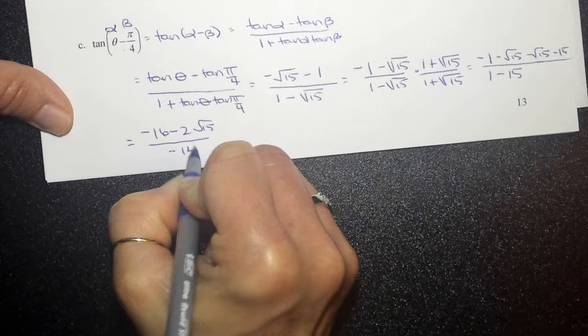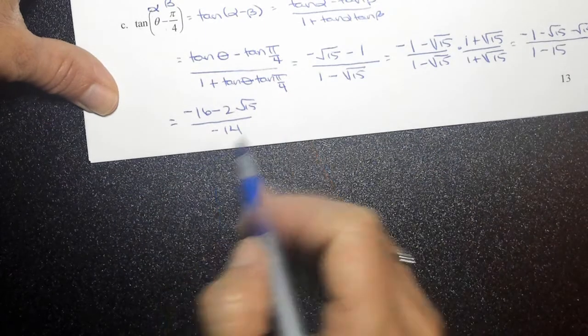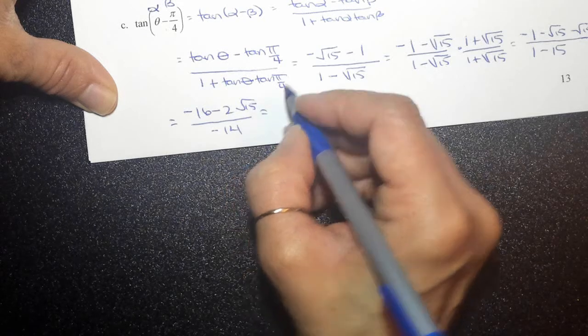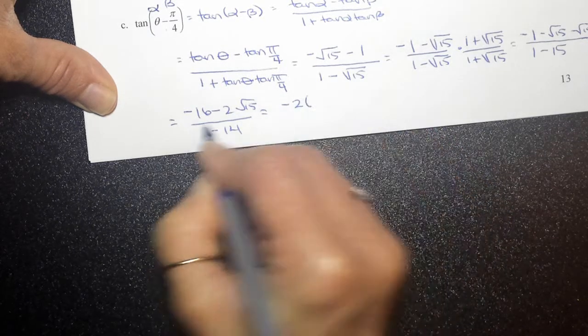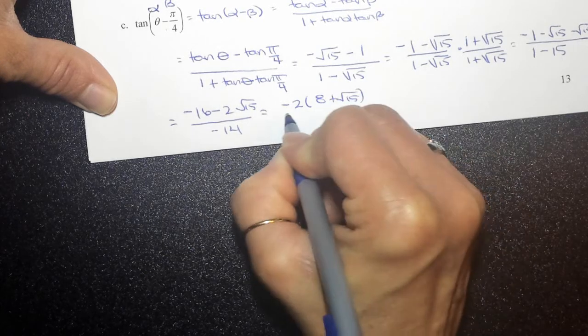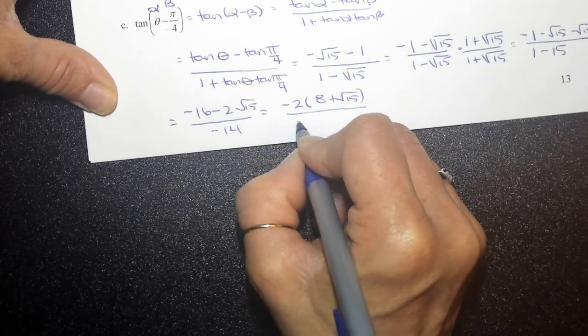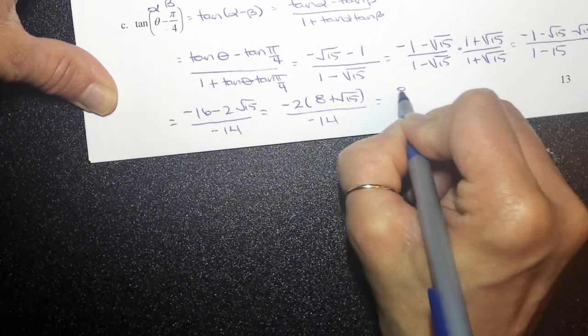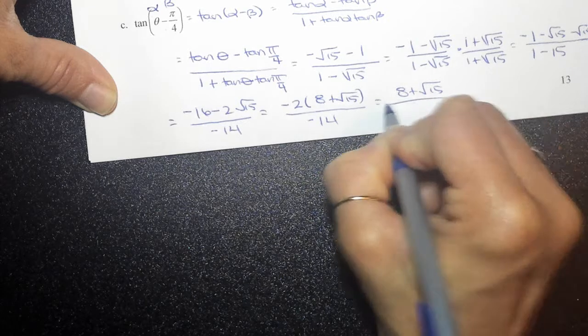all over negative 14, and I can actually reduce this, so I'm going to factor out a 2 in the top. Actually, I'll factor out a negative 2. When you take out a negative 2, this is positive 8 plus the square root of 15, and in the bottom, if I reduce, I will reduce this by negative 2. So my final answer is 8 plus the square root of 15 over 7.